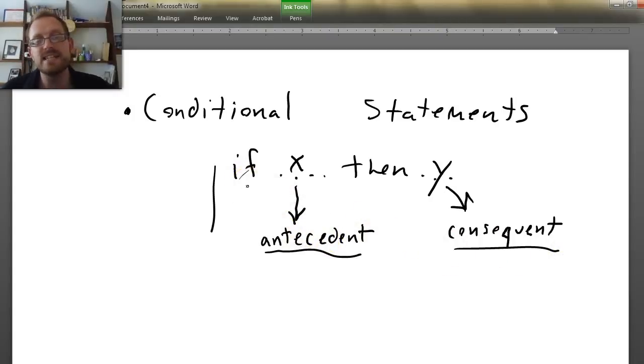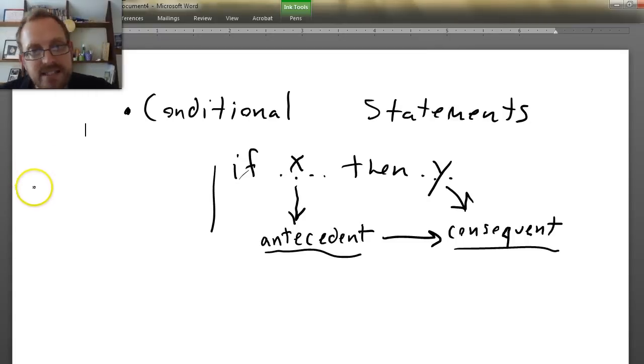The consequent is easy to remember because it's the consequence of the antecedent, okay? So conditional statements are not arguments by themselves, but every conditional statement has both an antecedent and a consequent. This will become important because we'll see that some arguments have conditional statements as premises in order to make their conclusion. For instance, imagine if I say, if it's raining outside, then you're going to get wet, right?